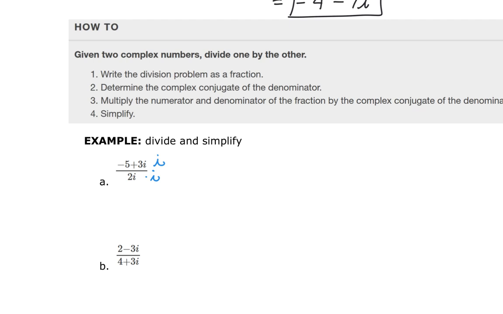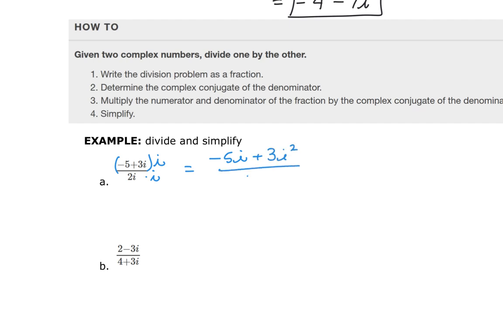Numerator and denominator. This would be saying, as an example, if this would have been negative 5 plus 3 times the square root of 7 over the square root of 7, I would have multiplied the numerator by the square root of 7, and I would have multiplied the denominator by the square root of 7. And then what that would have done is eliminated the square root part and done my rationalization. Similarly, I'm going to do that here, and so when I distribute out of the numerator, I'm going to have negative 5i and then plus 3i squared.